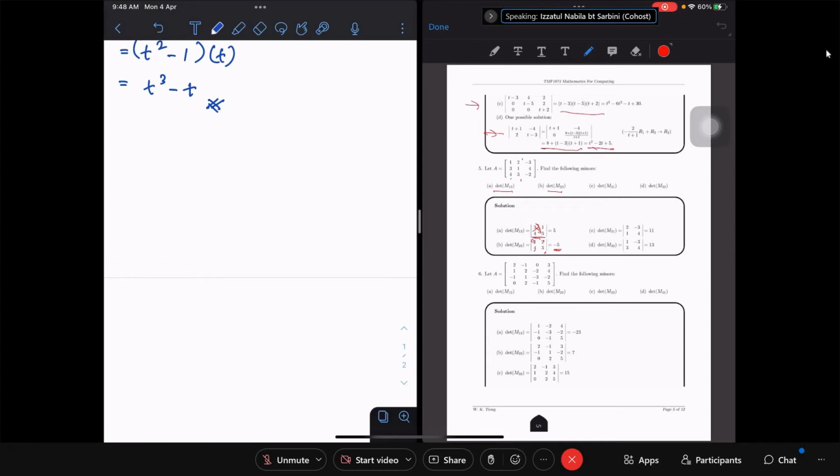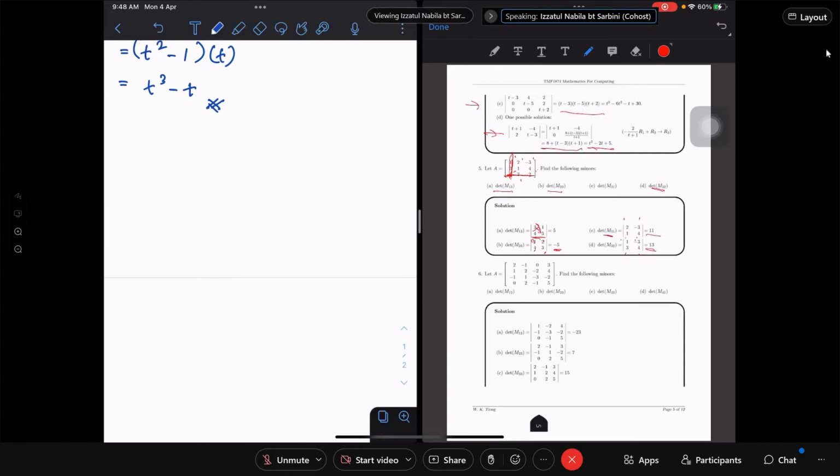And as for 3, 1, third row, first column, you have to calculate 2, negative 3, 1, 4. Calculate the determinant, you get 11. And as for 3, 2, you cover the third row and the second column. So you have to calculate 1, negative 3, 3, 4. You calculate the determinant, you get 13. Very straightforward.